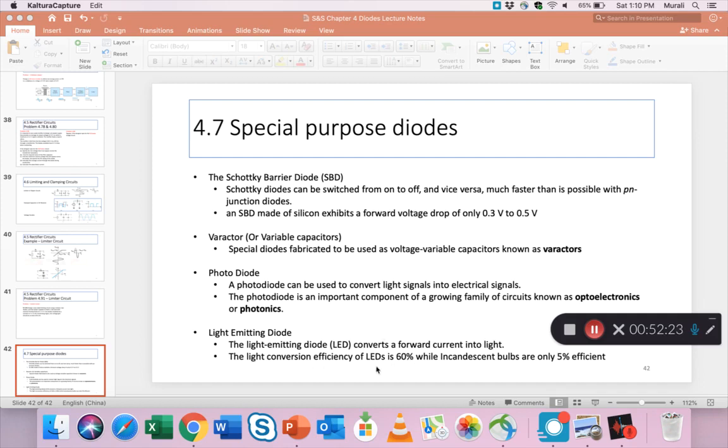And one important factor that I thought I would mention, and then we end this chapter, is that the LED is great compared to regular bulbs. Bulbs are only 5% efficient. All the other energy going into a regular bulb is just wasted as heat, but an LED converts almost 60% of the power into light. So it makes much more efficient lighting possible in the world.